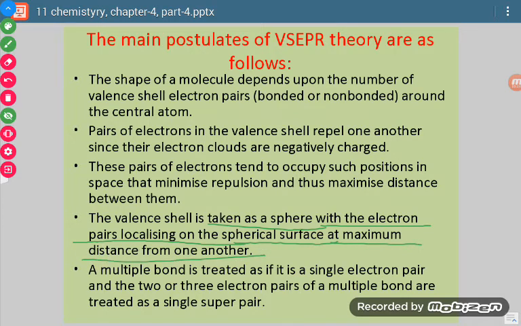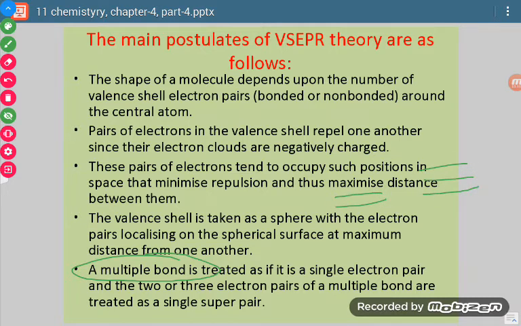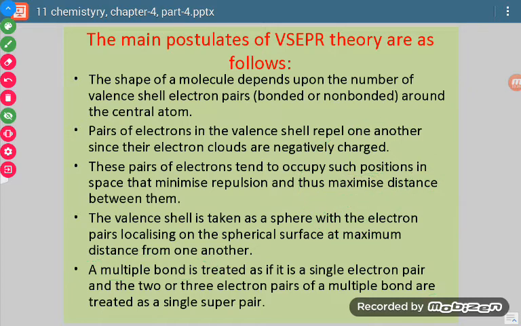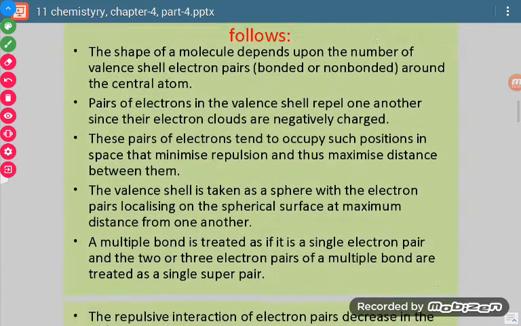Now one more important thing: how will we treat a multiple bond? If there is a double bond or a triple bond, then actually there are two pairs here and three pairs there, but we will not consider them as two pairs and three pairs. We will consider multiple bonds as a single electron pair, and we will use that for deciding the total number of electron pairs, and on that basis decide the geometry of the molecule.